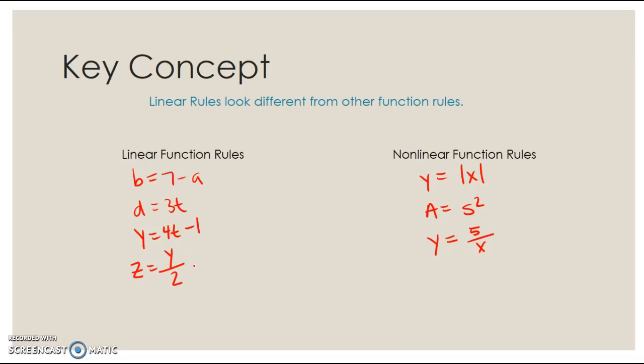And you may be asking yourself, but why is this division problem linear whereas this one is not? This z equals y divided by 2 is the same as z equals 1/2 times y. Because the variable is in the numerator, this is a linear function. Because our variable is in the denominator, that's what makes it a nonlinear function. So let's go to our next example.